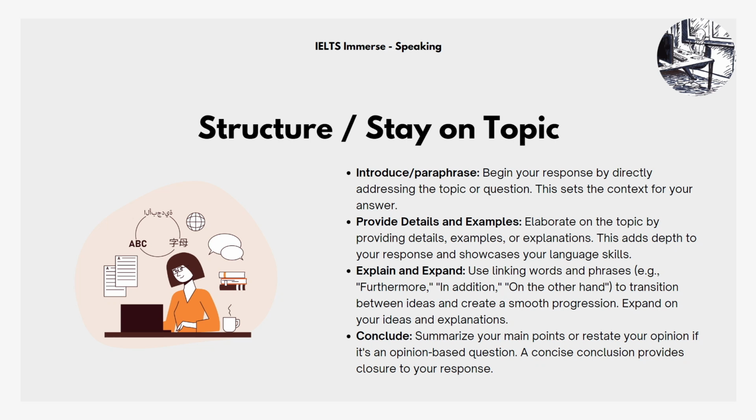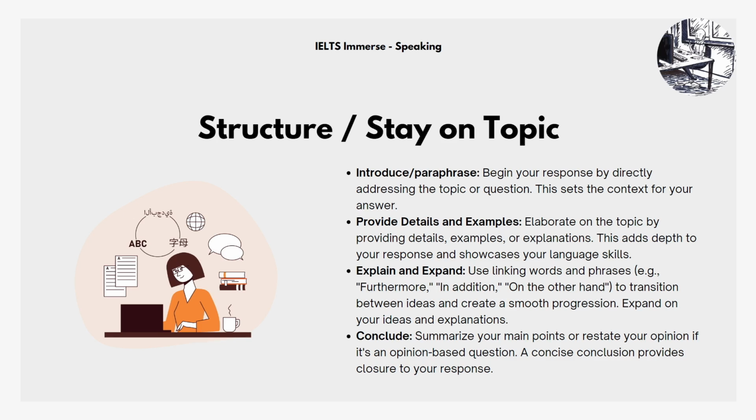Now, once you've done this part, it's then important to provide detail and examples. So elaborate on the topic, explain, provide details, give examples of why you think yes or why you think no or why you think you're not sure. This adds depth to your response. It shows good language skills. This is crucial, particularly in part 3 again.